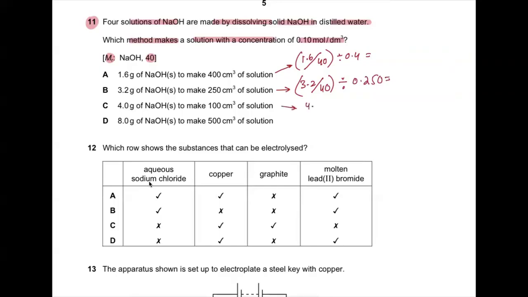In the third case, 4 divided by 40 and then divided by 0.1 is going to give you the concentration. And in the fourth case, 8 divided by 40, then the whole thing divided by 0.5. I think in this you are going to get the greater value. It's going to be 0.1 and 0.1 and 0.1 is going to be 0.01.